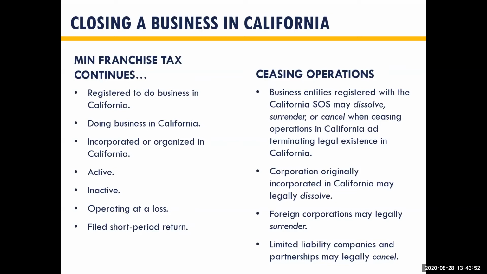So a corporation originally incorporated in California may legally dissolve, a foreign corp may legally surrender, and a limited liability company or partnership may legally cancel. Now you may be asking, why do I care about whether it's a dissolve, surrender, cancel? As I mentioned, California loves their forms, and so depending on your entity type and whether you're foreign or domestic, depends on which form you file to cease your operations in the state.